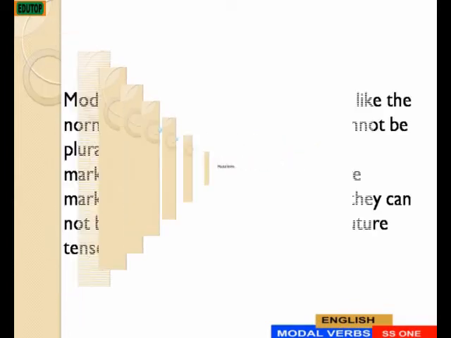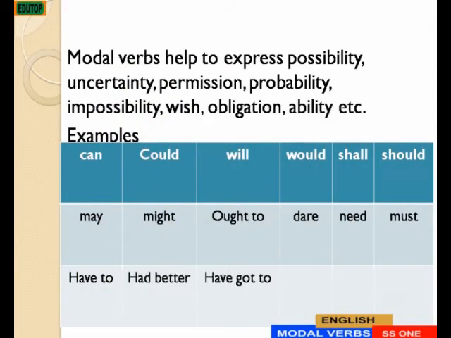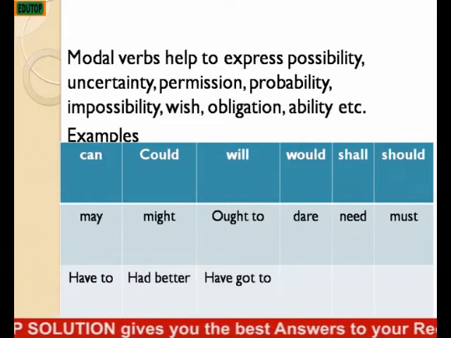Modal verbs. Modal verbs are verbs that do not act like the normal or main verbs. Modal verbs cannot be pluralized by adding s or other plural markers, and they make use of the negative marker not to indicate negation and cannot be changed to the past or future tenses. Modal verbs help to express possibility, uncertainty, permission, probability, impossibility, wish, obligation, ability, etc.